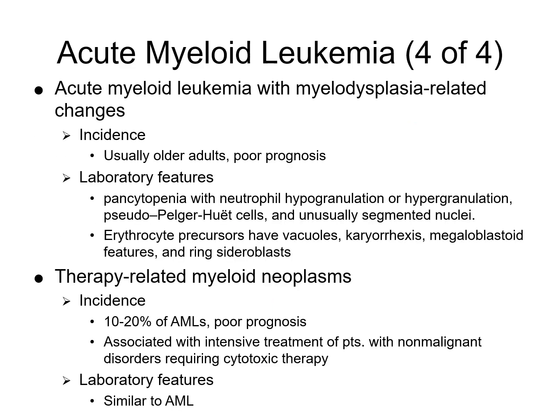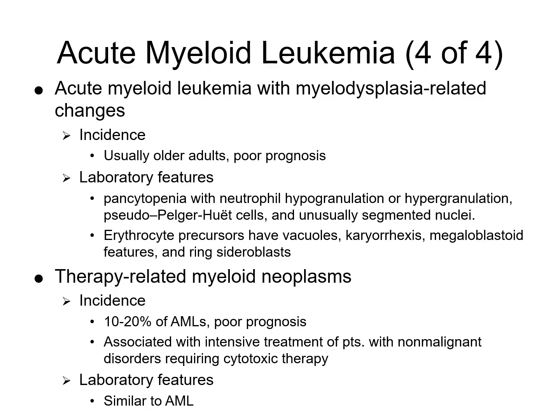Acute myeloid leukemia related changes. Incidence occurs mostly in older adults and generally is associated with a poor prognosis. For laboratory features, we're going to see pancytopenia, which is a reduction in all blood cell types. Our neutrophils will show hypogranulation or hypergranulation, meaning they'll have more than 5 or less than 5 lobes. Presence of pseudo-Pelger-Huët cells, which is an abnormal nuclear segmentation, which we'll talk about later. And neutrophils may have unusually segmented nuclei, like we mentioned, the hyper and hypo segmented.